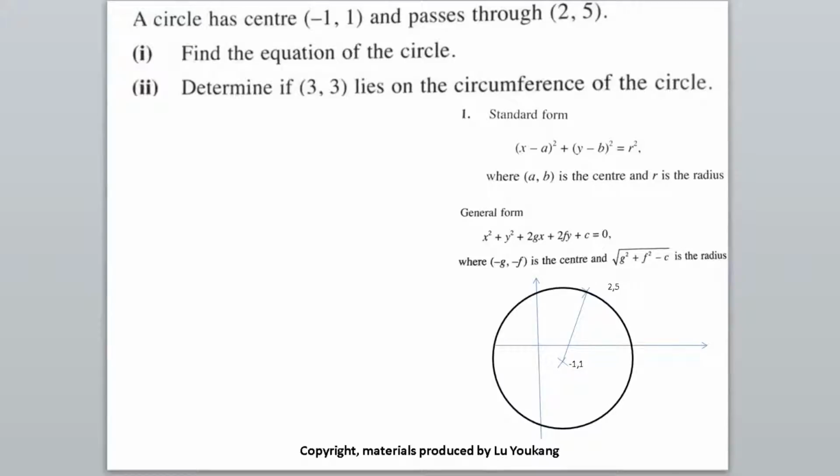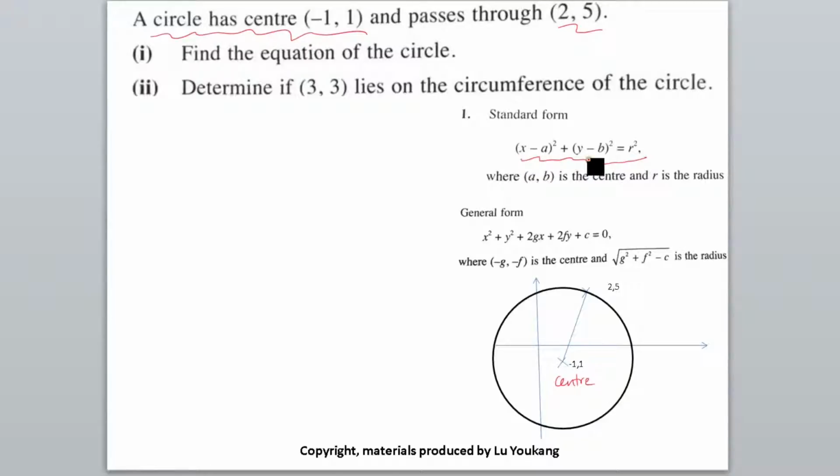Now let's come to the new question. It says a circle has center (-1, 1), so I've drawn it out. That passes through (2, 5). I have also drawn this out. And by the way, you should try to sketch it out yourself if the question doesn't provide it. It's important you sketch it out so that you can visualize it.